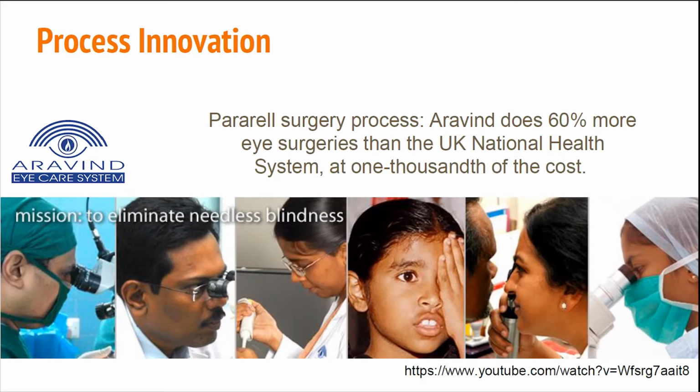Aravind Eye Hospital in India does 60% more eye surgeries than the UK National Health Service at 1,000th of the cost. Efficient operation procedures and a high volume of patients enable this. The hospitals operate like an assembly line with a minimum turnaround time. This enables the surgeons to carry out a significantly larger number of surgeries than is normally possible.